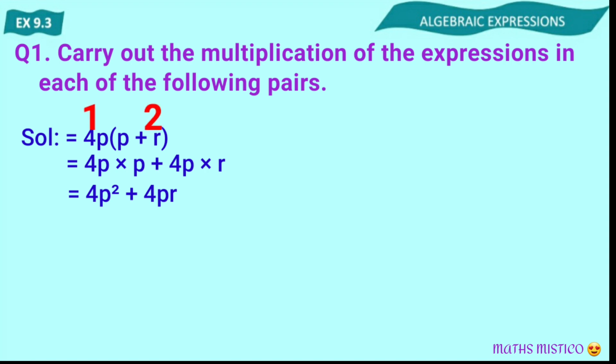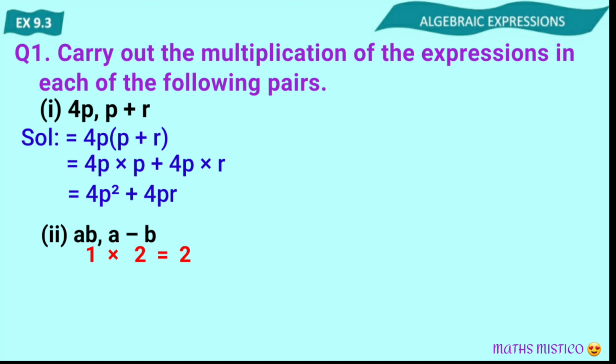Just observe there is one term in the first part and two terms in the second part which we are multiplying. So 1 into 2 is equal to 2 and hence we will get two terms in the final product. So this is how we can easily know as to what type of polynomial we will get in the answer. Like for the next one also 1 into 2 is equal to 2, so we should get a binomial.